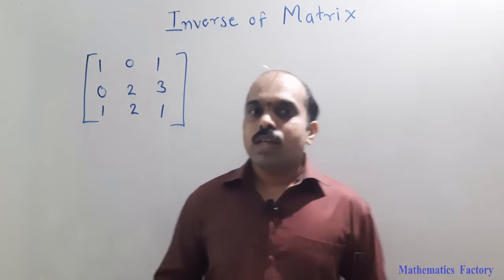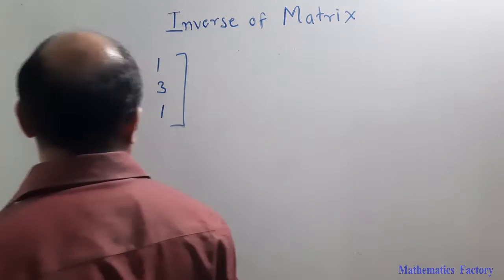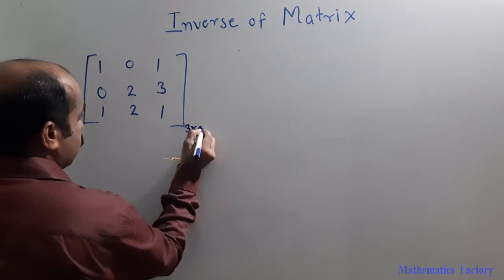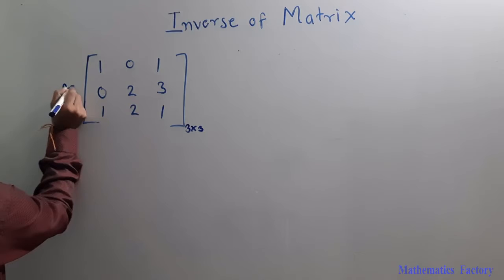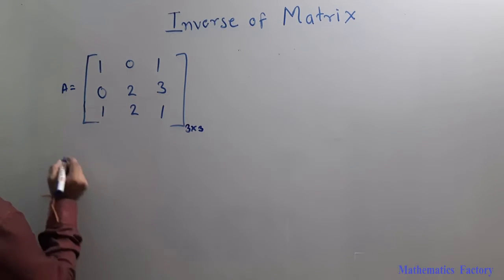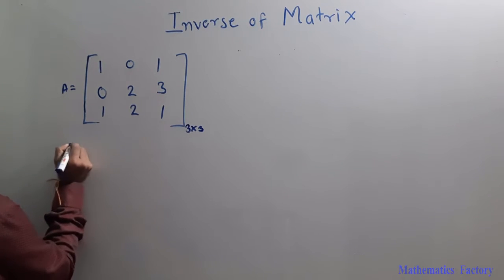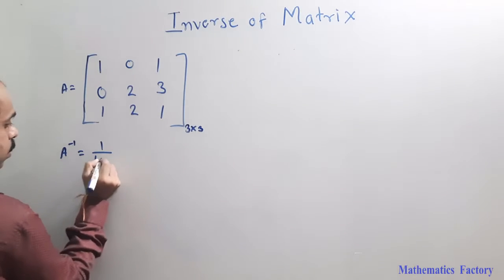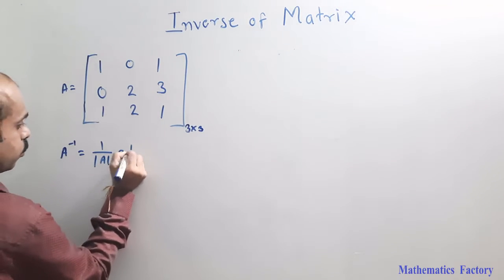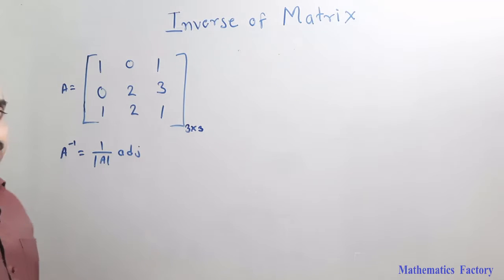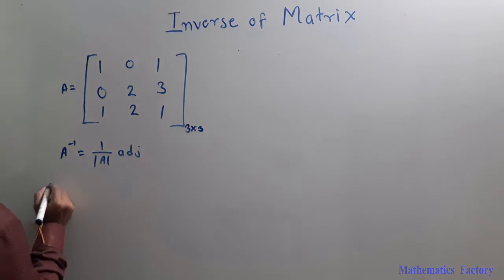So let's start. In this trick, I have taken one matrix of order 3 by 3. I name it as A. As you know, the basic formula of finding the inverse of a matrix is A inverse is equal to 1 upon determinant of A into adjoint of A. So the first step in this trick is you have to find the determinant of A.